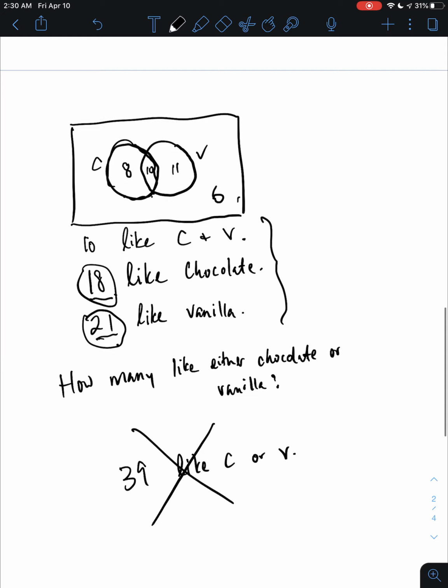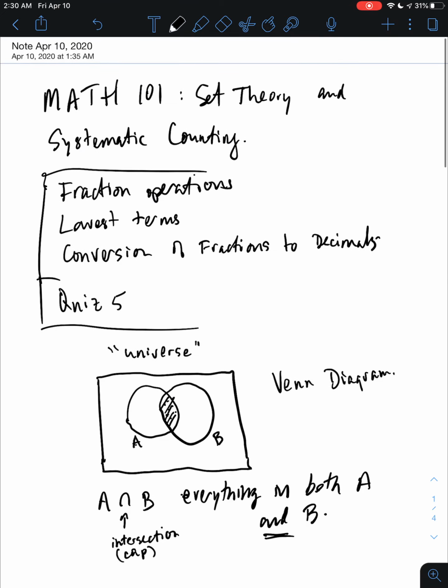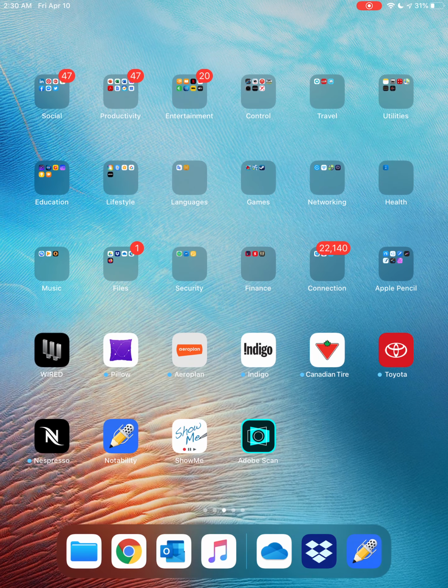Sorry about the delay. We have been talking about set theory and systematic counting, and I went through the basics in the previous lecture. Now let's take a look at some more elaborate and advanced issues. So I'm going to take a problem from the old textbook.